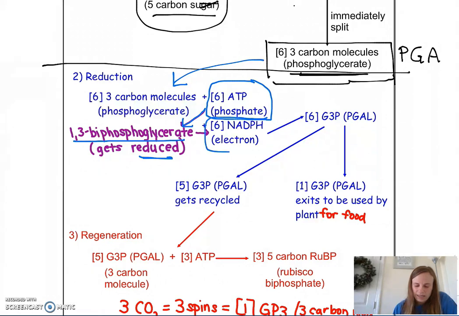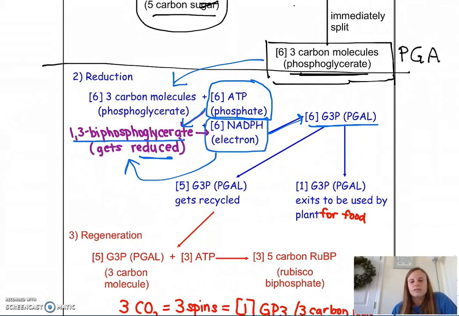That bisphosphoglycerate is going to get reduced, meaning it gains an electron. Where does it get that electron? It gets that electron from NADPH, which came from the light reaction. So NADPH is going to get oxidized. It's going to lose an electron, thus reducing 1,3-bisphosphoglycerate.